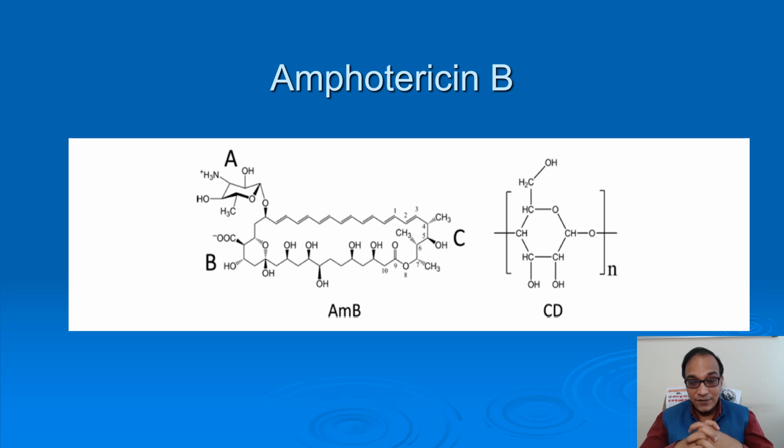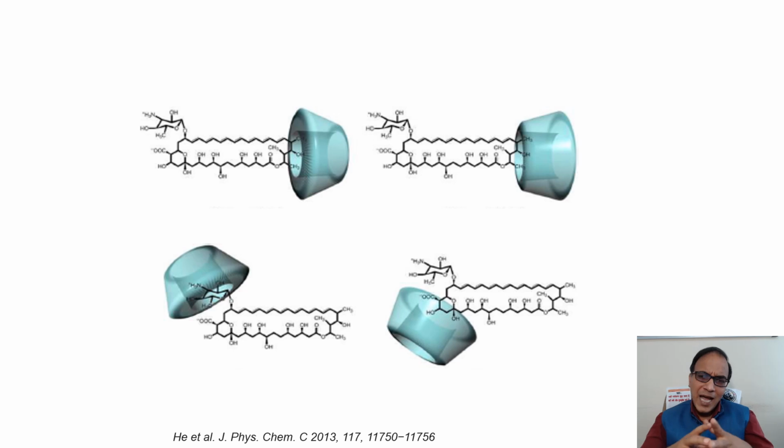It is basically an antifungal drug. As you can see, it is a huge drug with respect to the molecular weight and also with respect to its structure. So as you can see, we have taken this from a study in which computer modeling was given. So what happened is that amphotericin B can interact in any way.